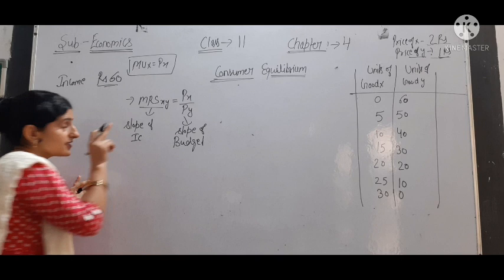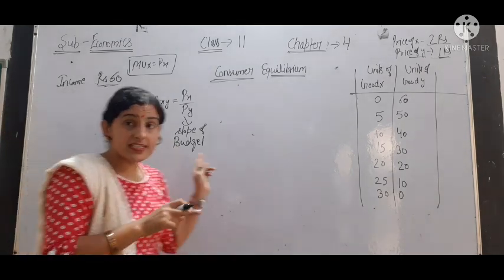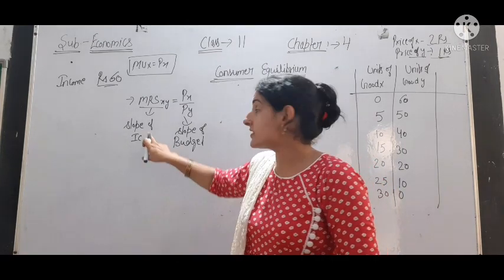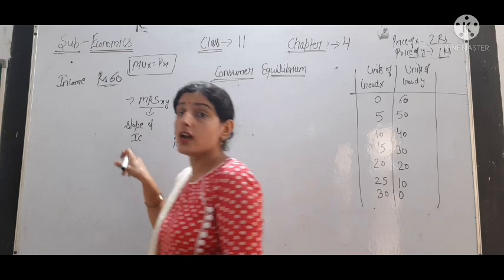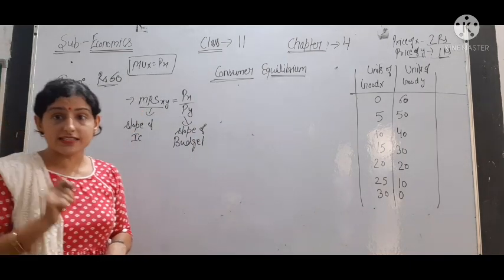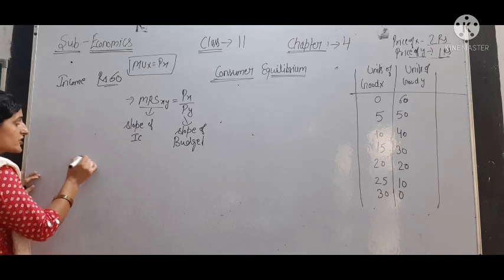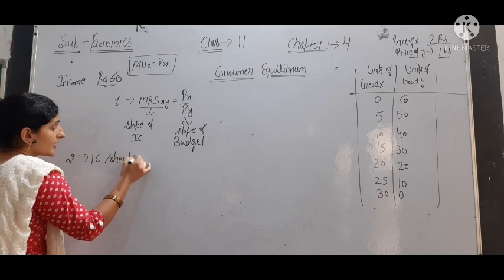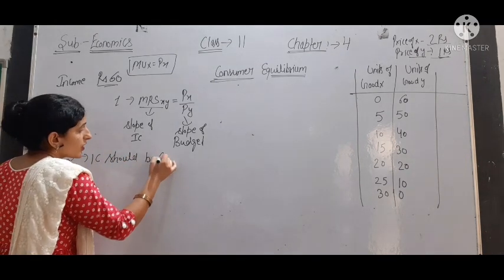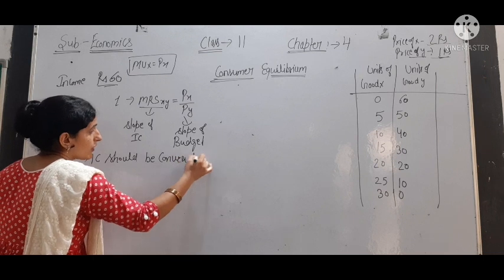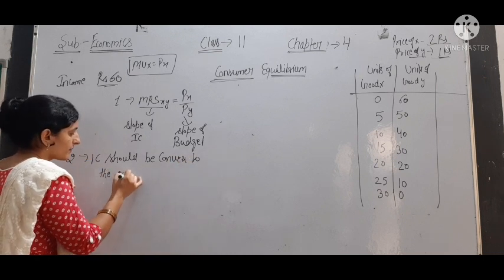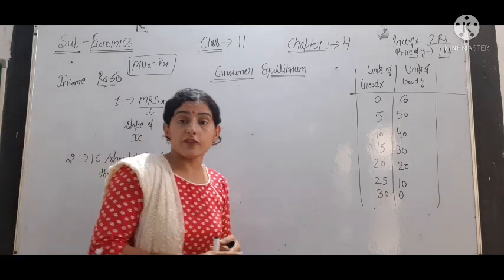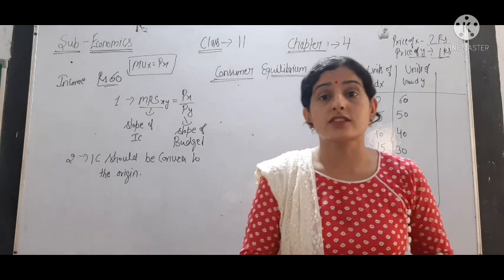So this is our first condition, that the slope of budget line should be equal to the slope of the indifference curve. It means the indifference curve should be tangent to the price line, or budget line. What is the second condition? Our second condition is that the IC, indifference curve, should be convex to the origin. It means the shape of the indifference curve should be convex to the origin.